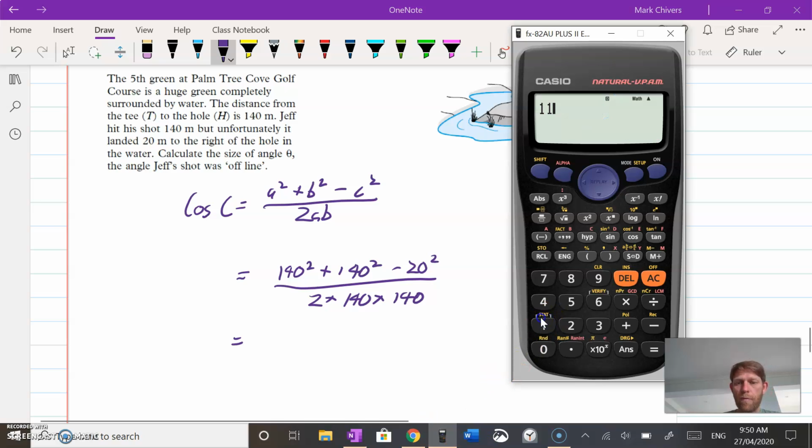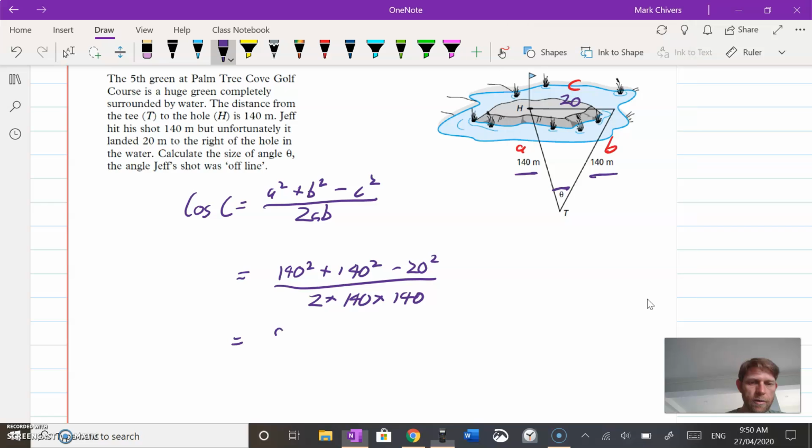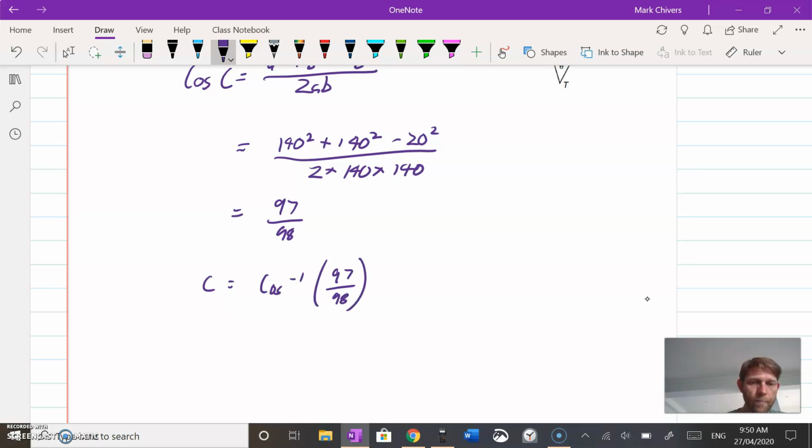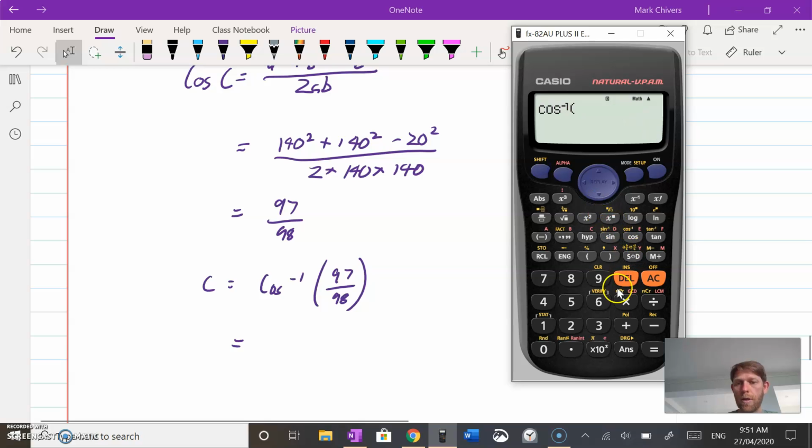And we plug that all into our calculator. 140 squared plus 140 squared minus 20 squared divided by 2 times 140 times 140. And there we have all of that. That's going to give us, I'll leave it as 97 on 98. That's okay. So 97 on 98. So therefore C is going to equal cos to the minus 1 of 97 on 98. And once again, we use that answer key. So shift cos answer, close our brackets, is going to give us our response.